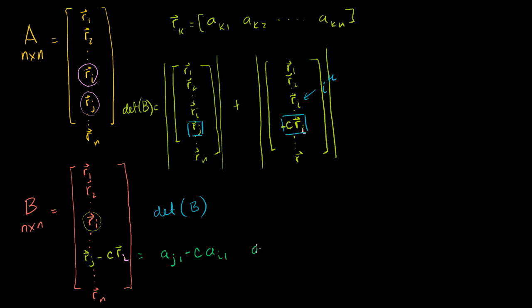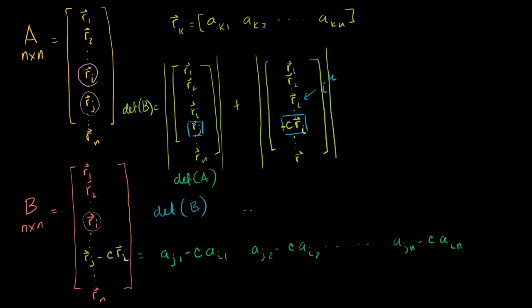The second term in that row would be AJ2 minus C times AI2, and it would go all the way to AJN minus C times A sub I n, the nth column. So that's all it means by that. So the determinant of B is equal to the determinant of this plus the determinant of this. The determinant of this, well, this thing is right here. This is our matrix A. So this is going to be the determinant of A.